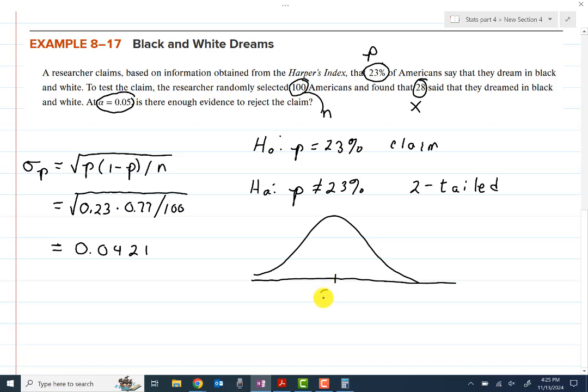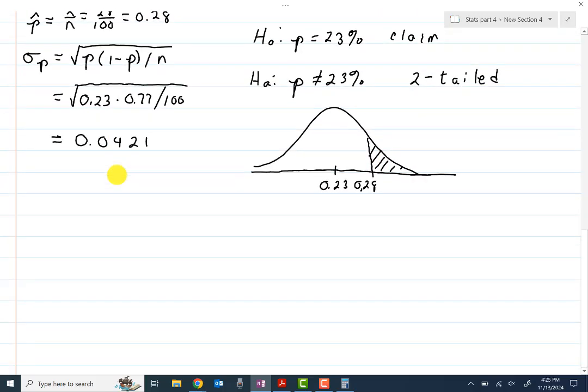Let me draw a picture of the situation. So here I'm converting to decimals. Now our sample, we do need to calculate the p hat. That's x over n. So we have 28 over 100, which is 0.28. So that is to the right. And so the p-value that we're looking for is over there in the shaded region.